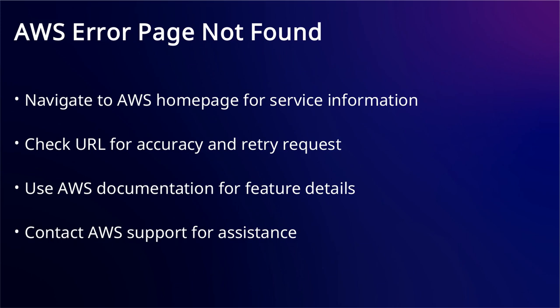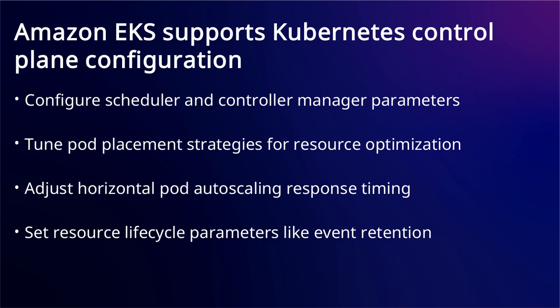or documentation page. Cluster administrators need flexibility to optimize Kubernetes deployments for specific workload requirements, but default control plane settings may not align with every use case. You can now configure parameters for Kubernetes control plane components including the scheduler, controller manager, and API server in Amazon EKS. You can configure scheduler and controller manager parameters to modify how your cluster operates.